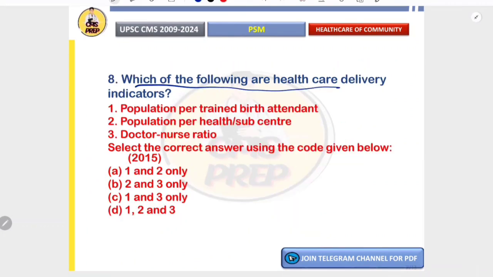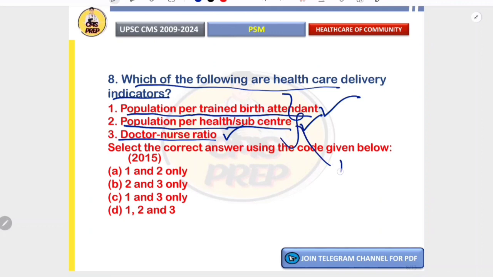Which of the following are healthcare delivery indicators? Population per trained birth assistant, yes, it is correct. Population per health subcenter, yes, this is also an indicator of healthcare delivery. Doctor-nurse ratio, yes, it is also correct. So all of these are basically indicators of how well the healthcare system is functioning. So the correct option is 1, 2 and 3.